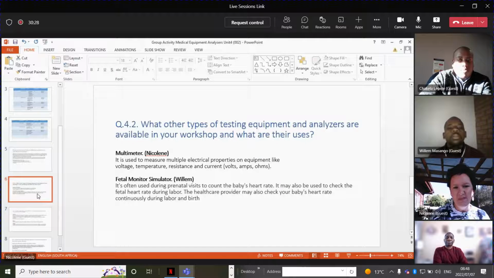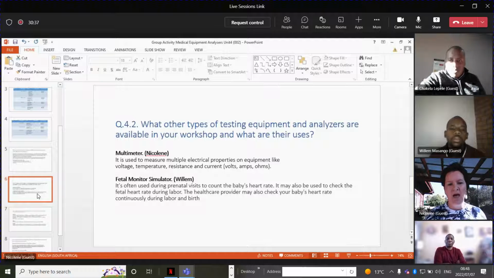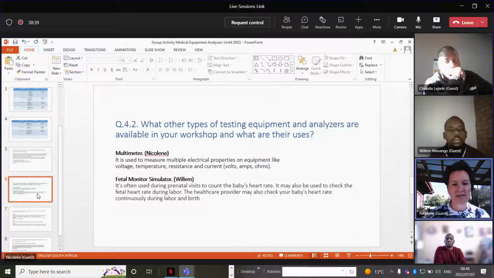And then what other types of testing equipment and analyzers are available in your workshop, and what are they used for? I have a fancy multimeter. I use it to measure multiple electrical properties on equipment like voltage, temperature, resistance, and current, like your volts, amps, and ohms.